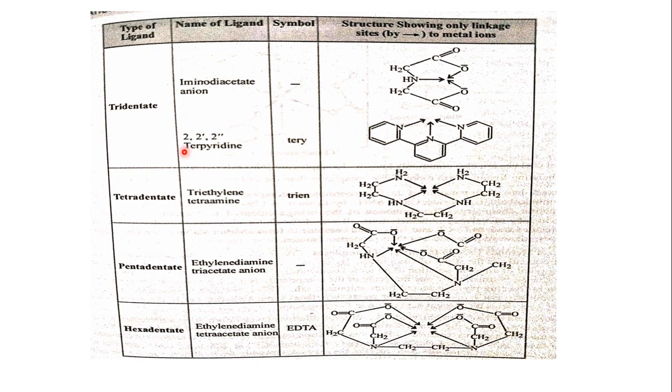Then you have 2,2 prime,2 double prime terpyridine, where the structure is shown in the figure here, and there are three nitrogen atoms which are going to donate its pair of electrons. Then you have tetradentate. You have the example triethylene tetraamine, where four of the nitrogen centers, 1, 2, 3, and 4, are going to donate its pair of electrons to the metal. Then you have pentadentate. Example is ethylene diamine triacetic anion.